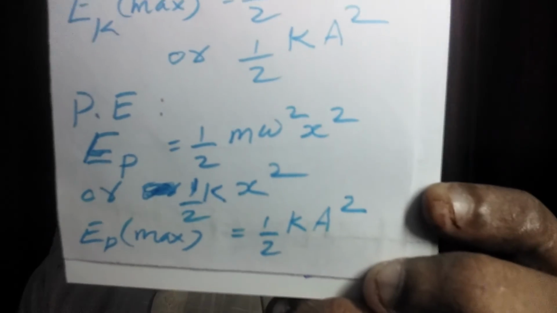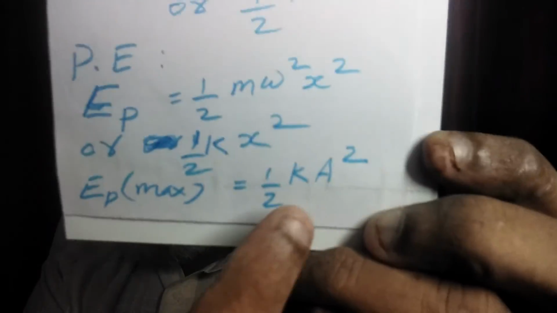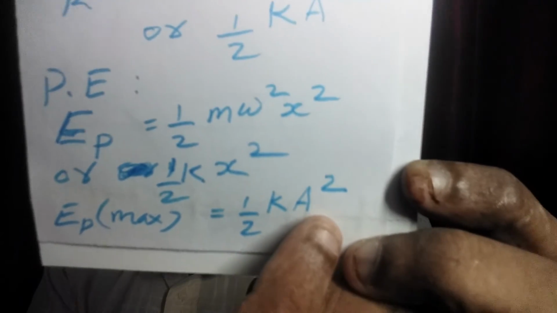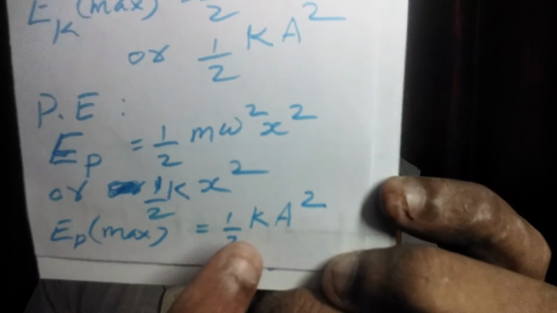And maximum potential energy is when x is maximum, the maximum value of x is amplitude A. So EP maximum equals half k a square.